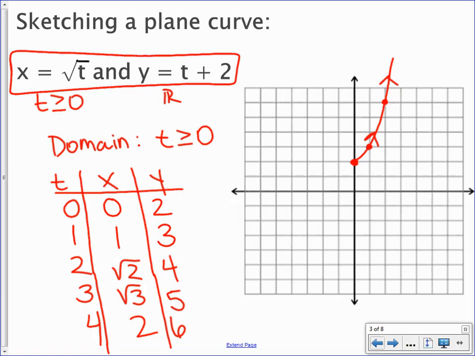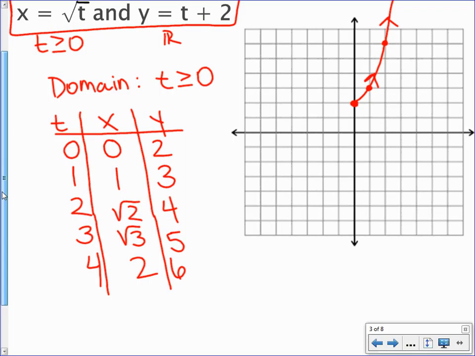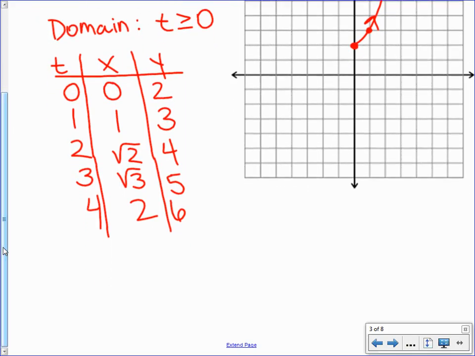Do we have somebody brave and willing to offer their answer? There's a couple different answers that are acceptable. Y equals x squared plus 2. How many of you got something like this or a version of it? Okay. Any other answers people had?